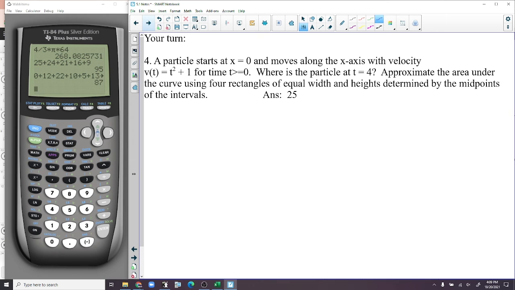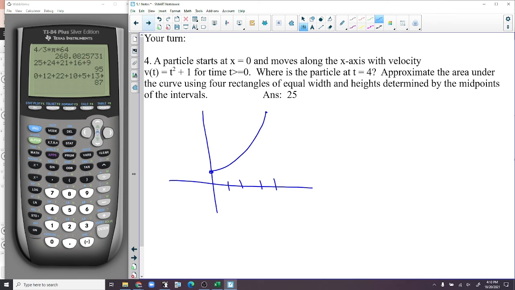A particle starts at x equals 0, moves along the x-axis with velocity v of t. Where's the particle at t equals 4? Approximate the area under the curve using 4 rectangles of equal width and height determined by the midpoints of the intervals. So t squared plus 1 looks something like this. With 4 rectangles: 1, 2, 3, 4.